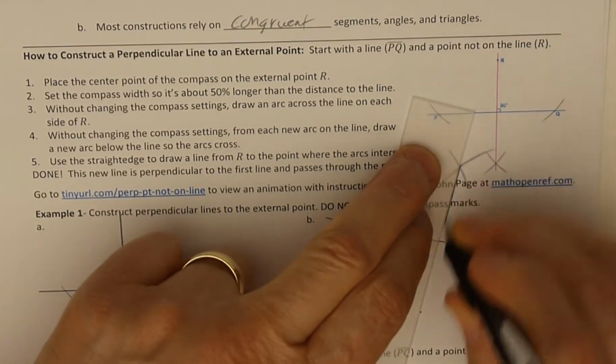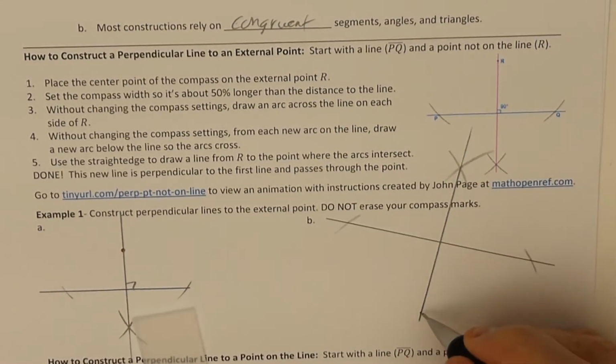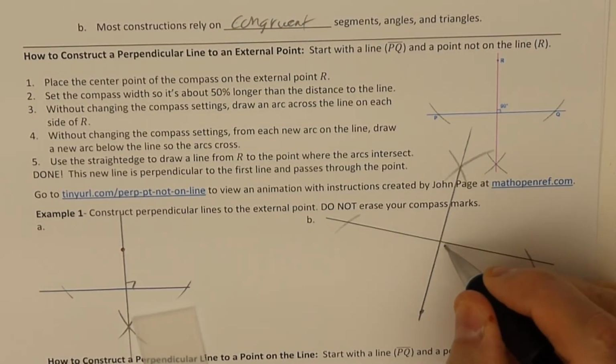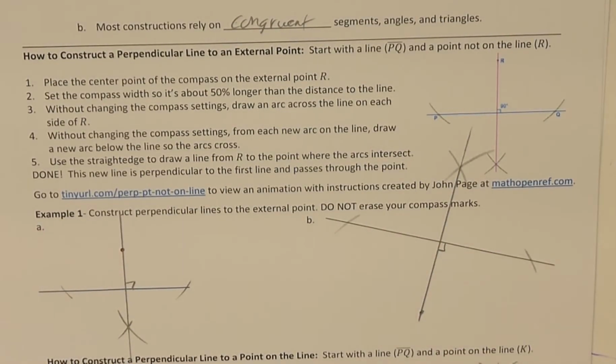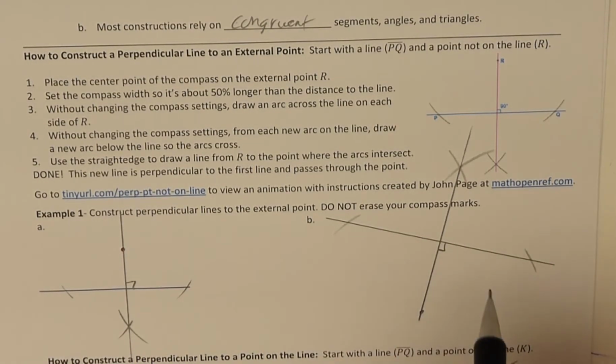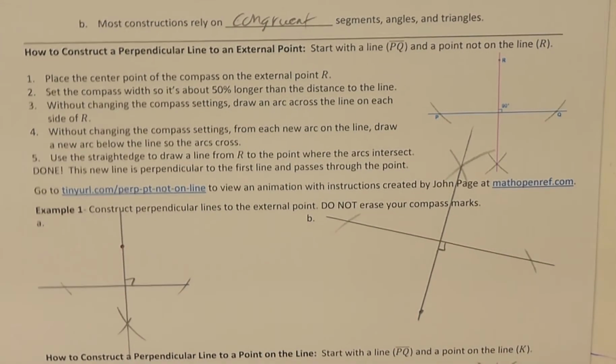We're going to hold this in place, and we're going to go from here to here. So this is the external point right here, and what we've done is we've made a right angle there. Okay, so that's really all there is to it. So that's a perpendicular to a point that's not on the line. We call that an external point.